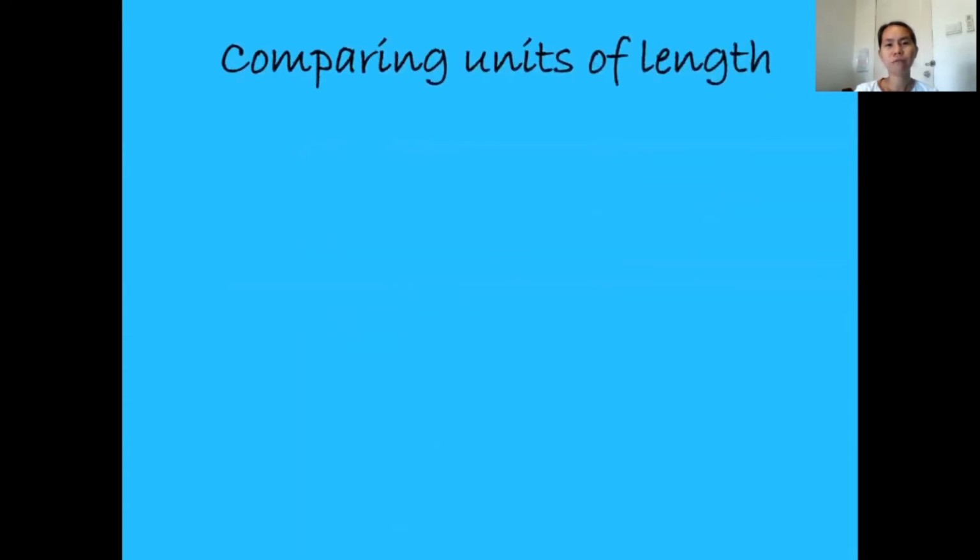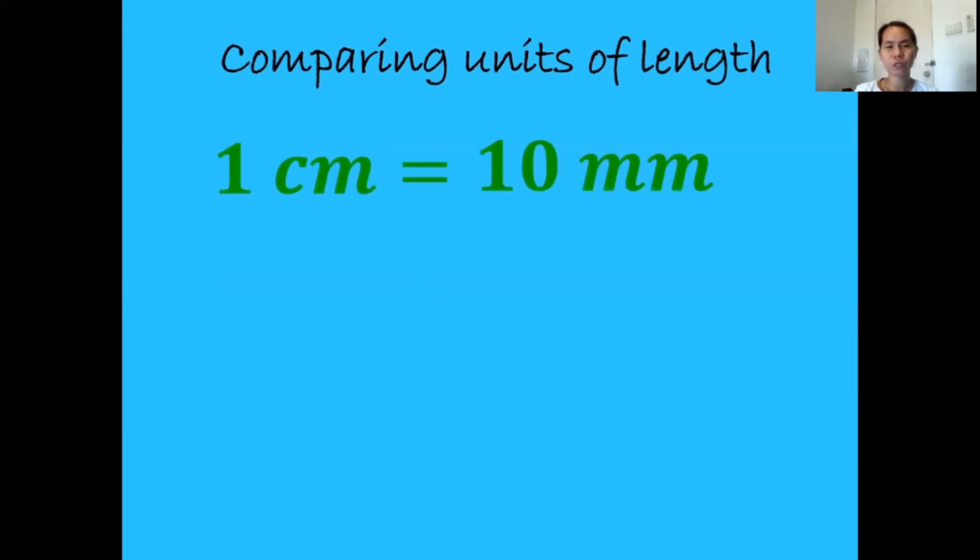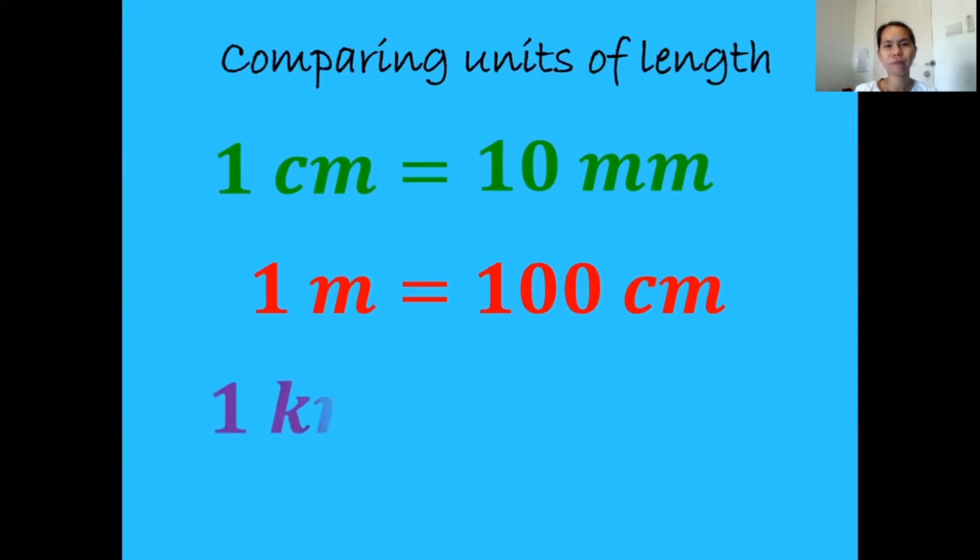In comparing units of length, remember that in 1 centimeter, there are 10 millimeters. In 1 meter, there are 100 centimeters. And 1 kilometer is equal to 1,000 meters.